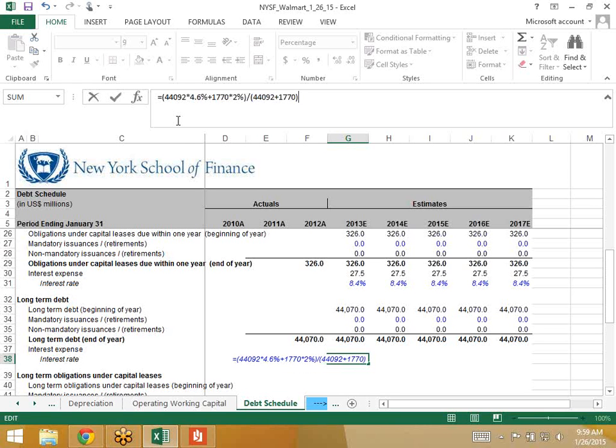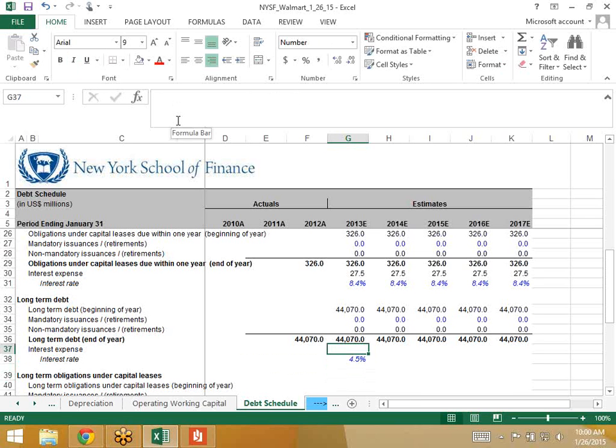So again, it's 44,092 times 4.6% plus 1,770 times 2%, divided by 44,092 plus 1,770. That's 4.5%. Makes sense for long-term debt, right? 4 or 5%. It's lower, but it's $44 billion. So you think the larger the balance, maybe the lower the risk for a bigger company. Capital leases have a higher percentage to them. Could be seen as a higher risk security.